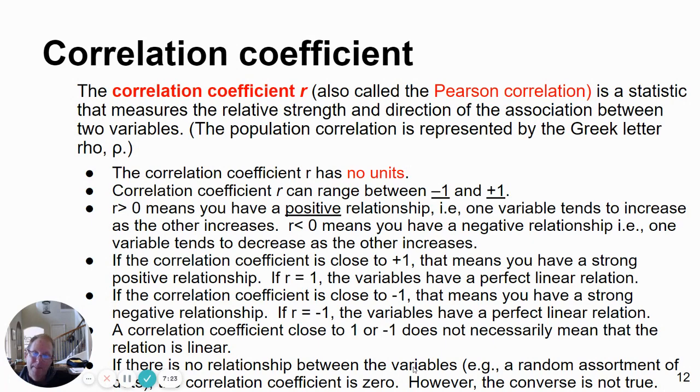For example, I could have a correlation coefficient of 0 by having my data in a circle. That would give me a correlation coefficient of 0. So the correlation coefficient is 0, but there is a relationship between the variables. It is a circular relationship.